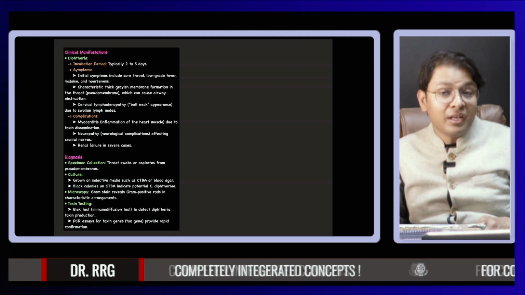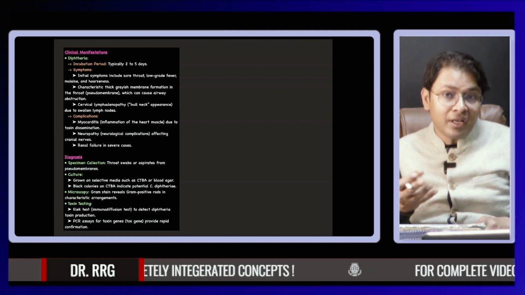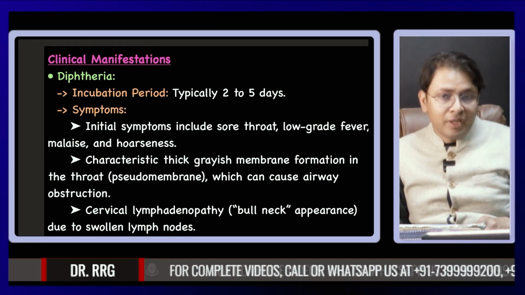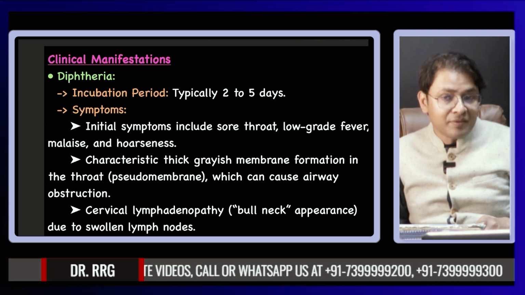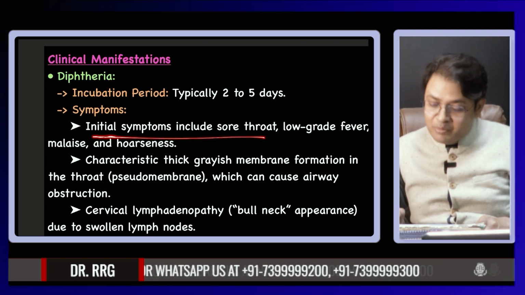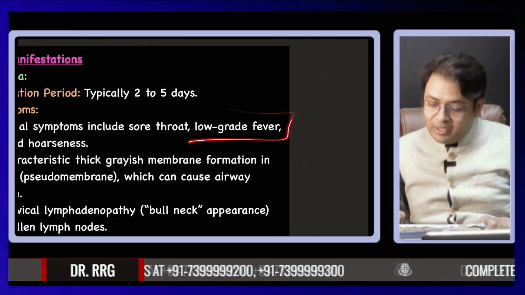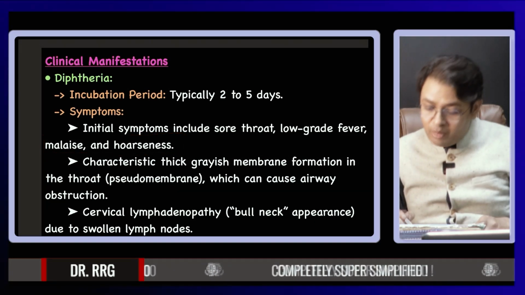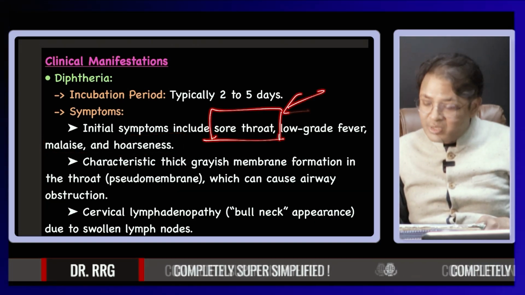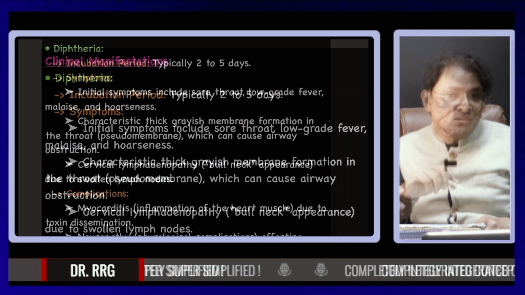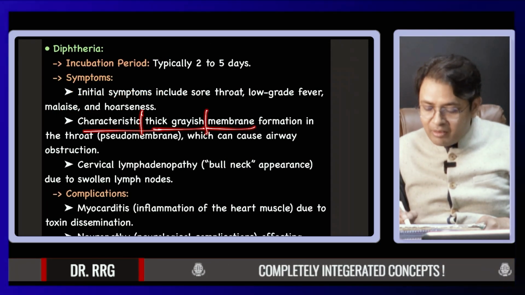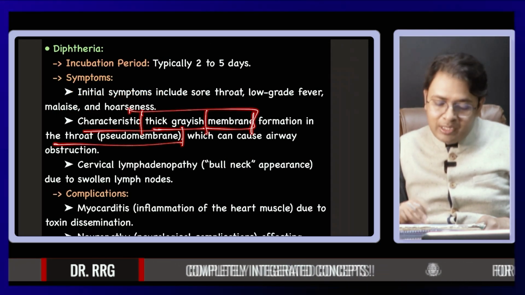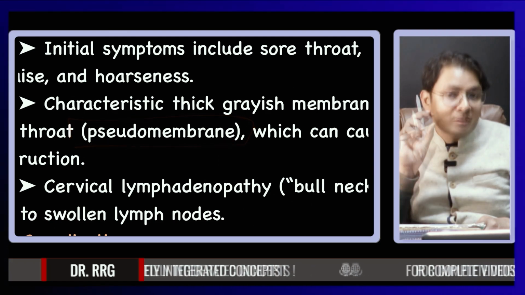Currently, we have very few cases of diphtheria, but before vaccinations against this disease, the person had symptoms of sore throat, low-grade fever, malaise and hoarseness of voice. Why? Because the bacteria colonize over the palate and tonsillar region. They develop a thick grayish membrane in the throat, that is pseudomembranous colonization.